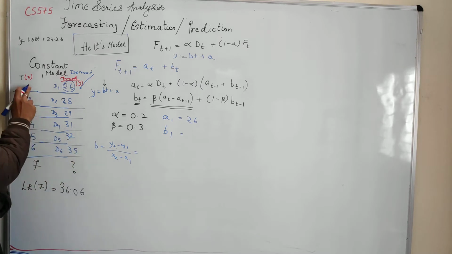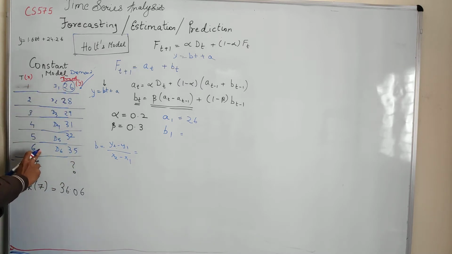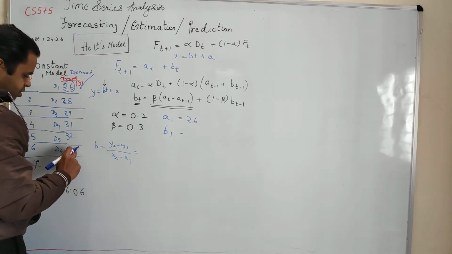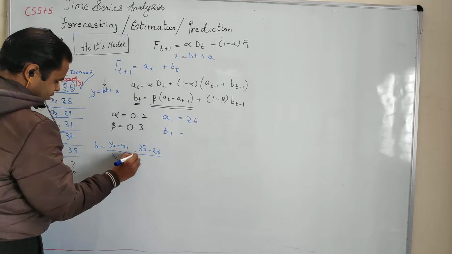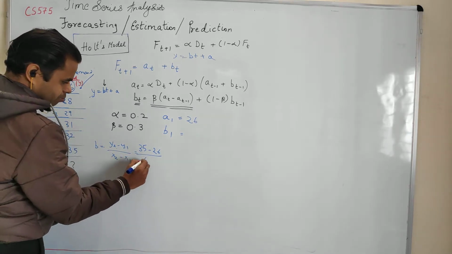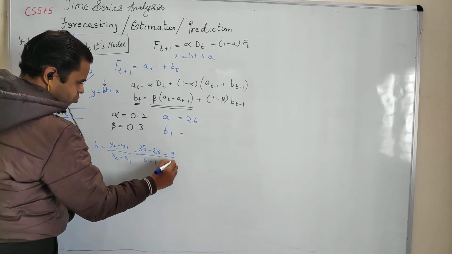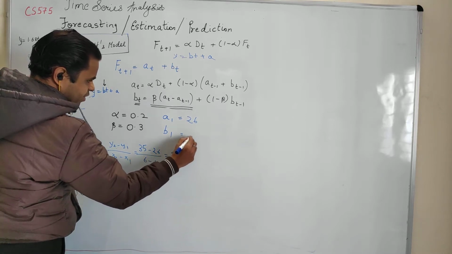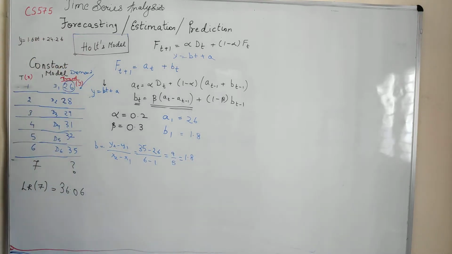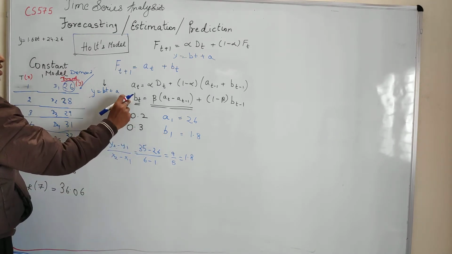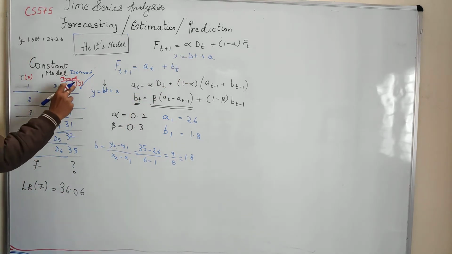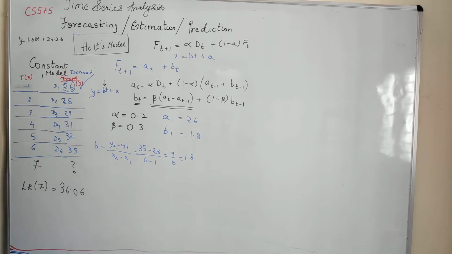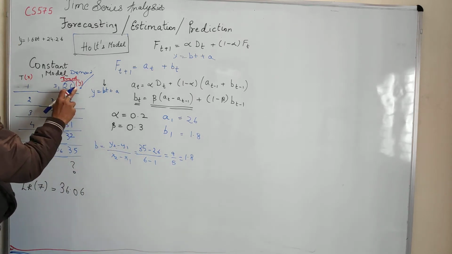So I have two points now, 1 and 26, and I take the last point, 6 and 35. So y will be 35 minus 26 upon 6 minus 1, which is 9 by 5, equal to 1.8. So the initial values of a1 and b1 are computed like this. Because b is a slope factor, I computed the slope between the two extreme points of the given data set, and for a I am assuming the initial value.